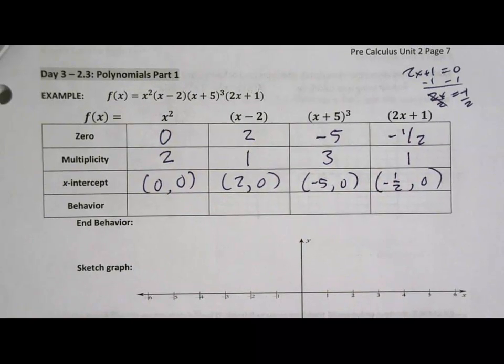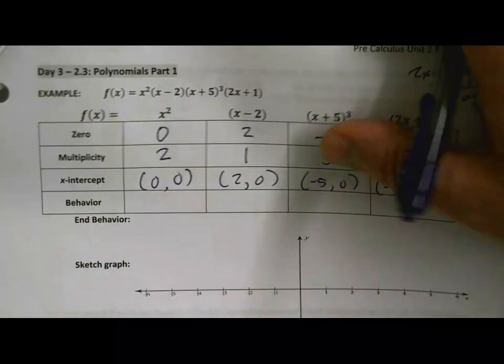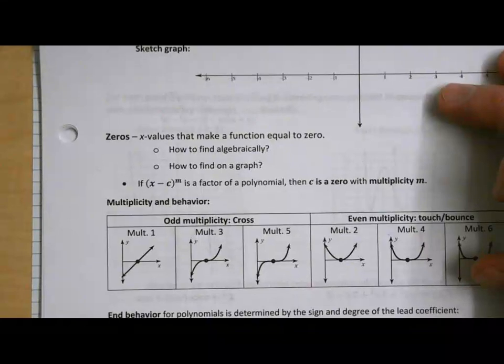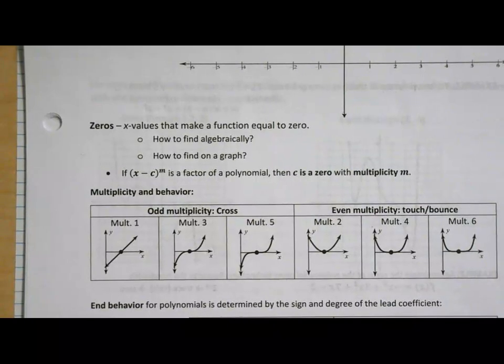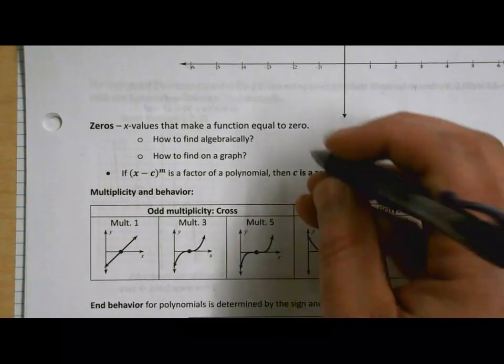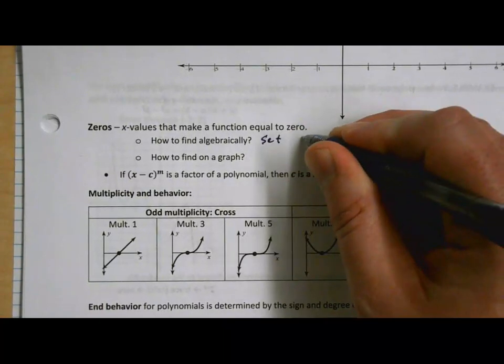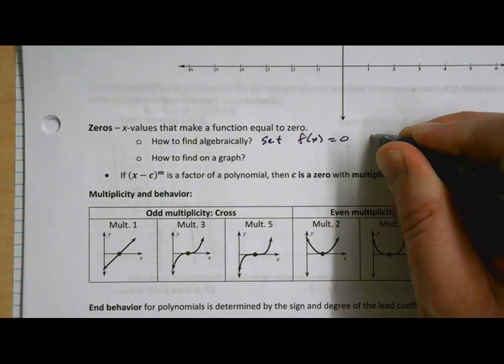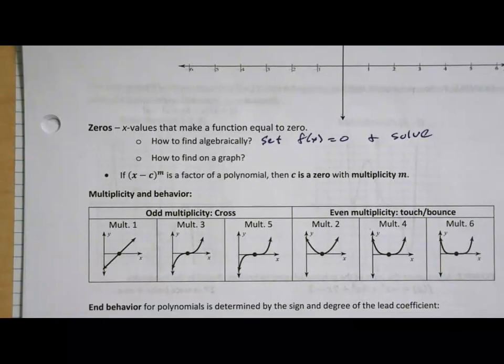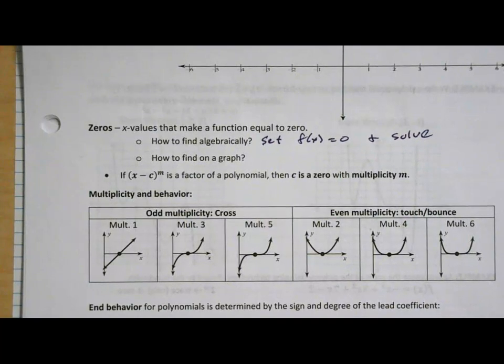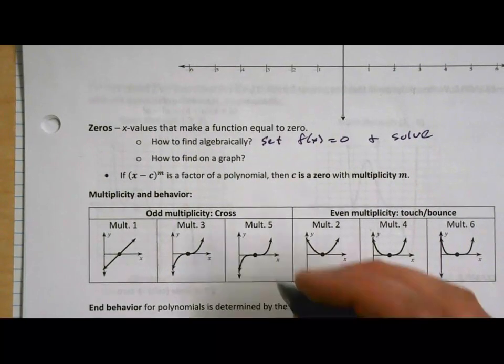All right, and then let's talk about behavior. So I'm going to skip over this graph for right now, and we'll come back to that and graph it in a minute. We were talking about zeros. How do we find zeros algebraically? We set the function equal to 0 and solve. If we had a graph in front of us, how would we find those zeros? You guys told me this just a minute ago. We look at the x-intercepts.